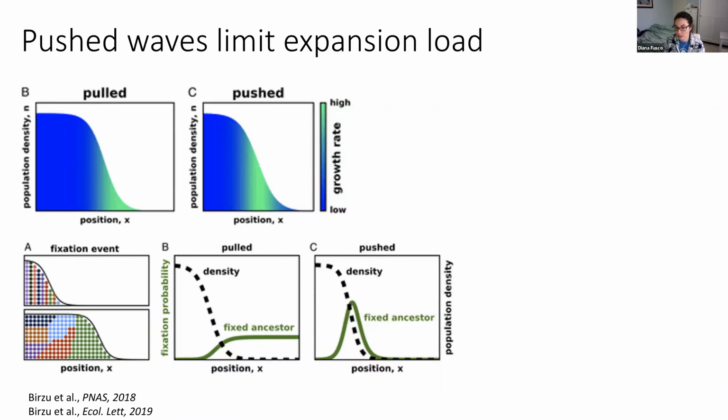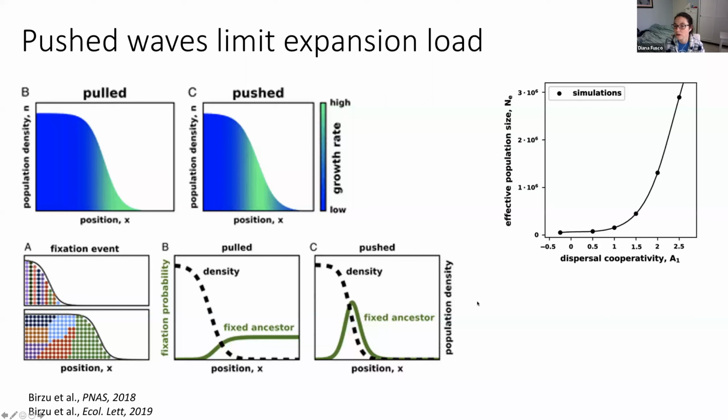And this was actually very well quantified by Gabriel Birzu and Kirill Korolev a while ago, where through simulations and analytical arguments, they were able to quantify an effective population size as a function of cooperativity. It shows very well here that as the cooperativity increases, meaning that the wave becomes more and more pushed, the effective population size gets larger and larger.